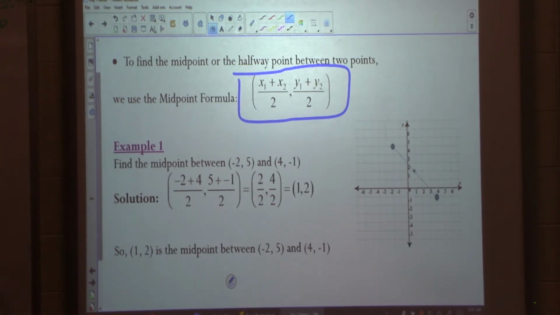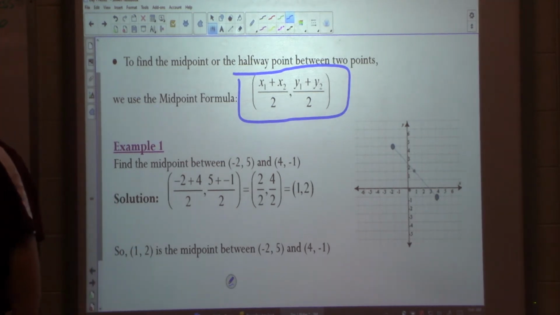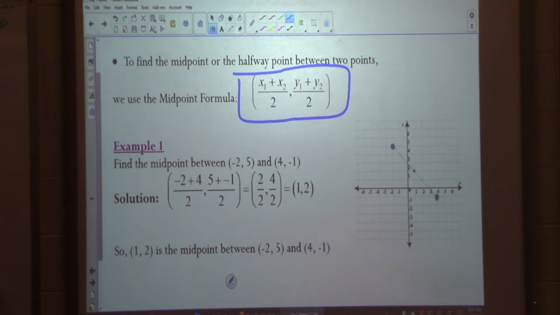I'm not sure. I gotta look at the test to see if we give it to you. At this point, I would say yes. You should probably memorize it. Those aren't very difficult. We'll have some much more difficult equations later on this unit. But I don't think we'll give you distance and midpoint. I think you have to know those two.